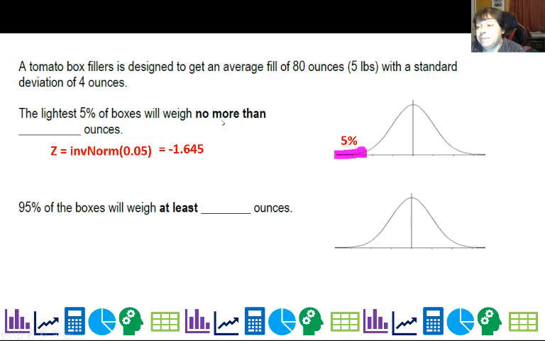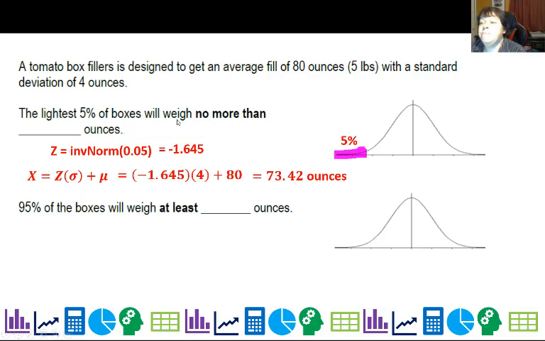All right, so we can go ahead and use this formula again to find our x value, which would be negative 1.645 times 4 plus 80, or 73.42 ounces. So we can say that the lightest 5% of boxes will weigh no more than 73.42 ounces.